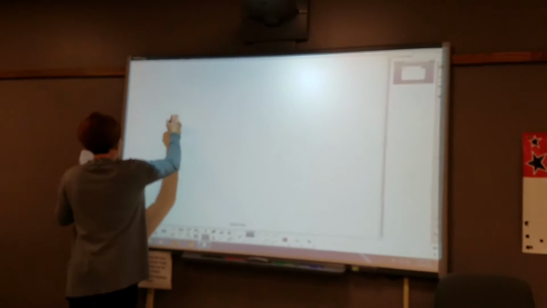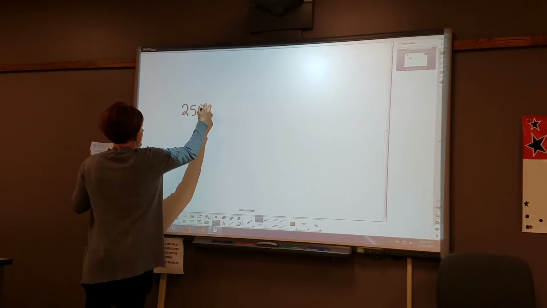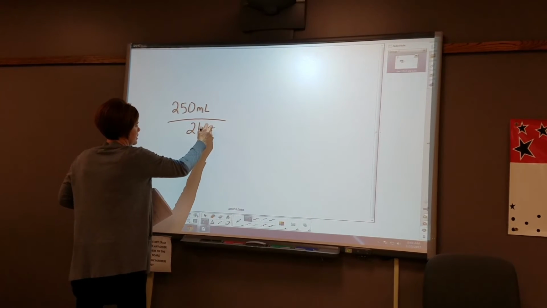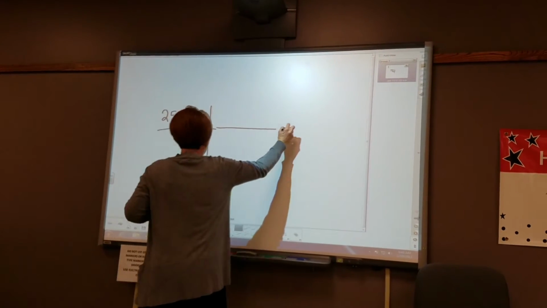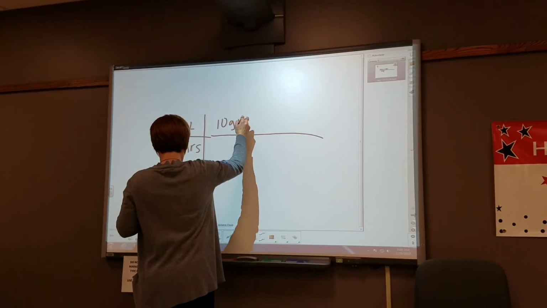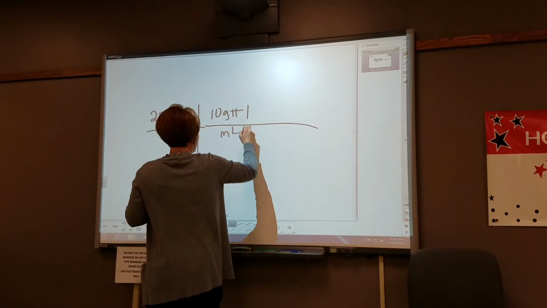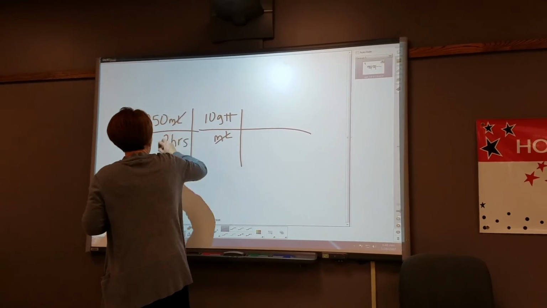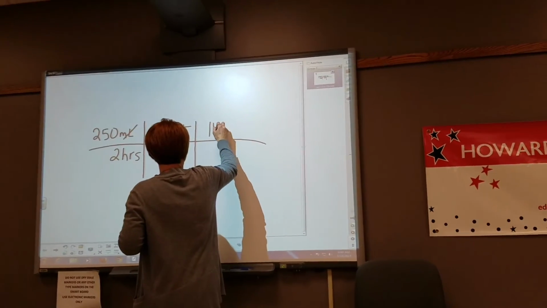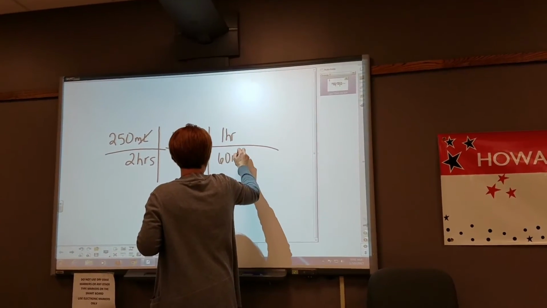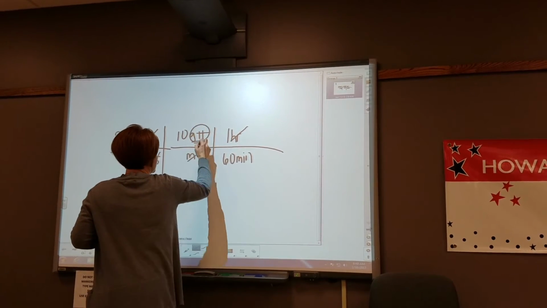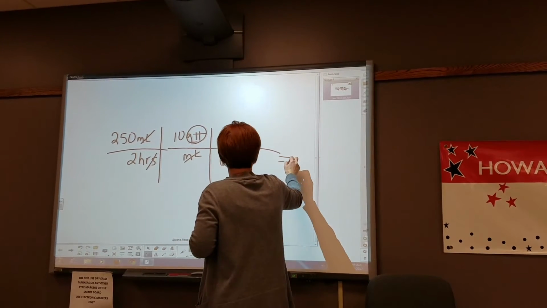So we know we start with 250 mLs over 2 hours. And then we know 10 drops per ml. Okay. Are we looking for drops per hour? So we have to have a conversion, right? 1 hour, 60 minutes. And then we can get rid of those hours and we're left with drops per minute. So we know we're correct.